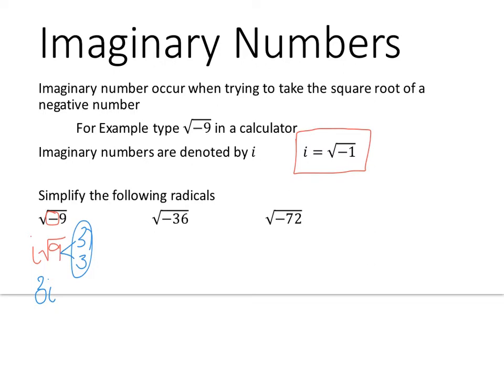For the square root of -36. Again, I see this negative in here, so I'm going to pull that out front. So I have i square root of 36. And 36 is a perfect square. It's 6 and 6. So my answer is just 6i.